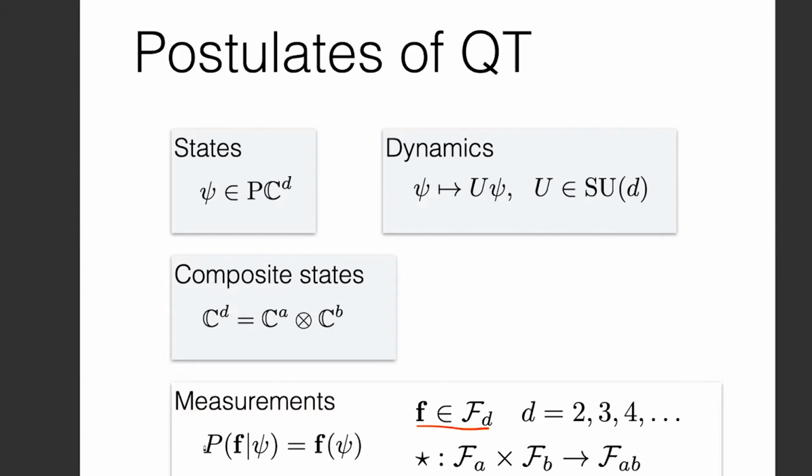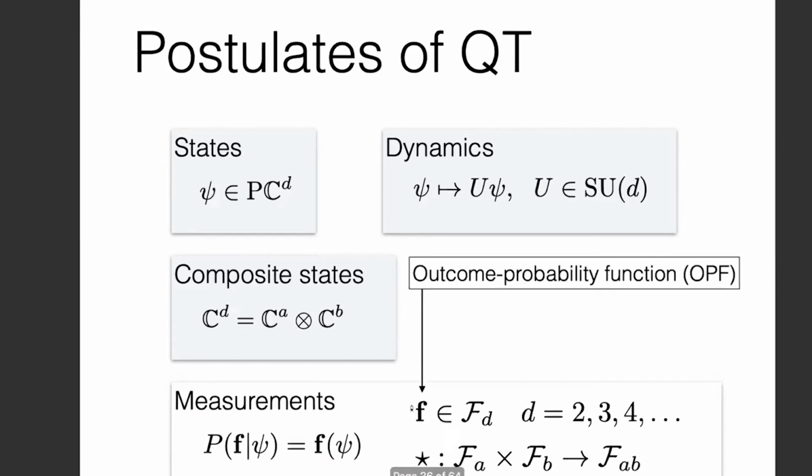Now, how can we mathematically characterize these outcomes? Well, for every outcome, the probability of getting outcome F when I prepare psi is just a function of psi. So one possibility is to characterize this outcome by this probability function, okay? So every outcome will be written by the corresponding outcome probability function. And this is the set of all outcome probability functions in this alternative theory. Okay, so we have one of these sets for each dimension.